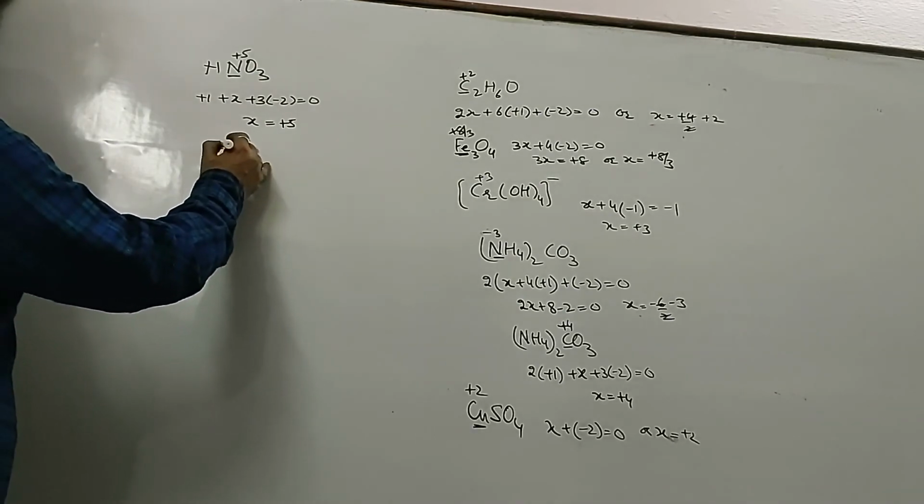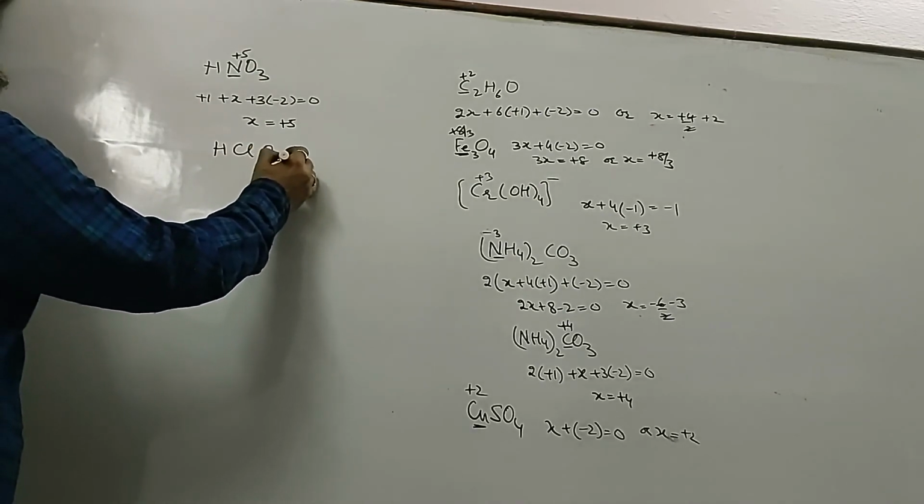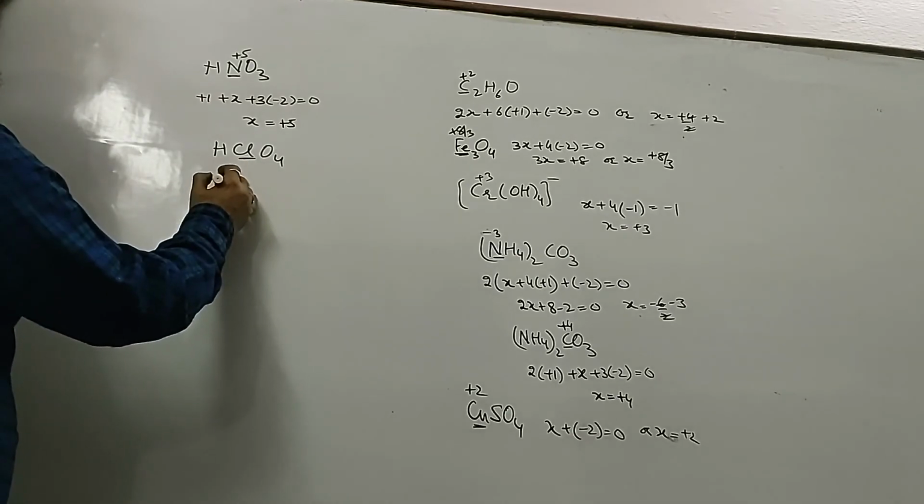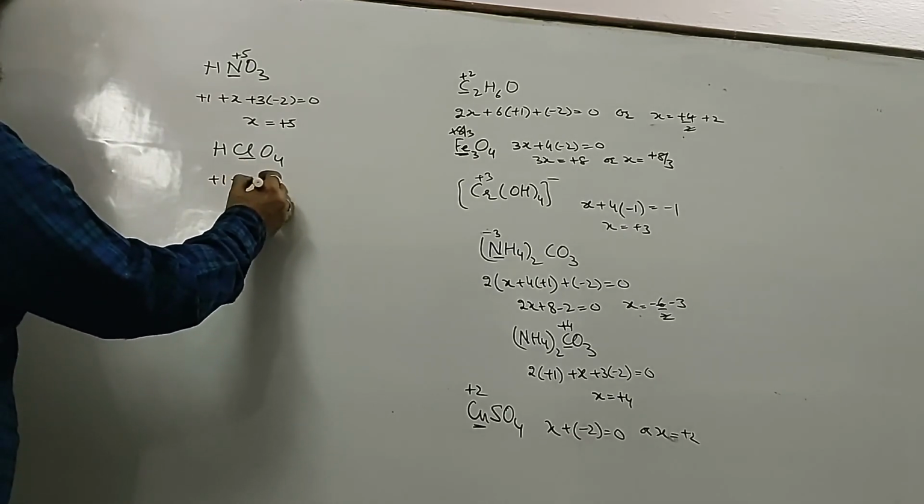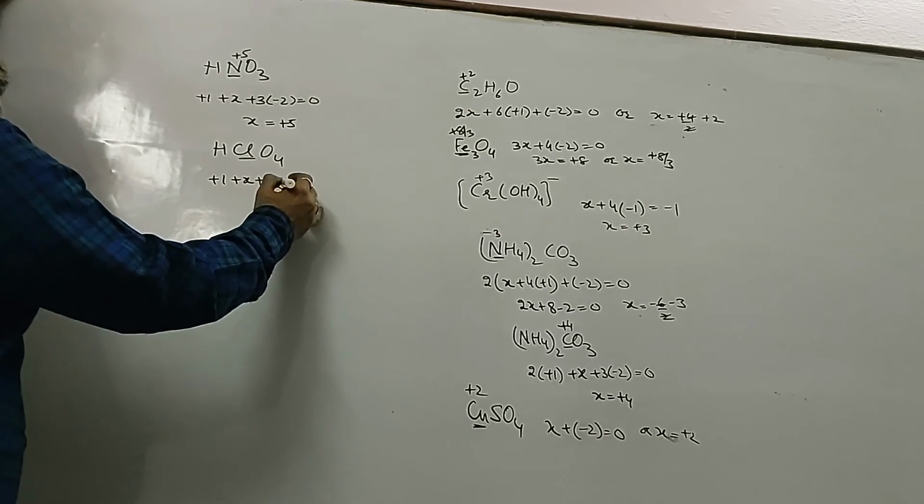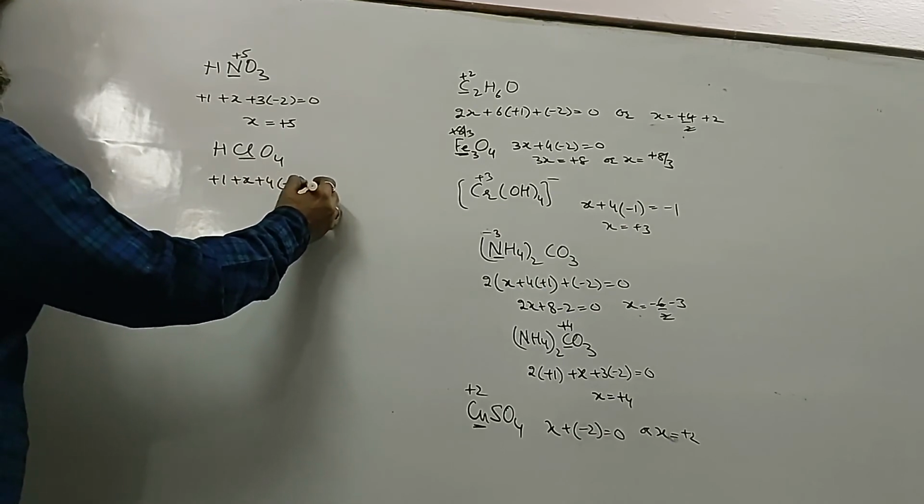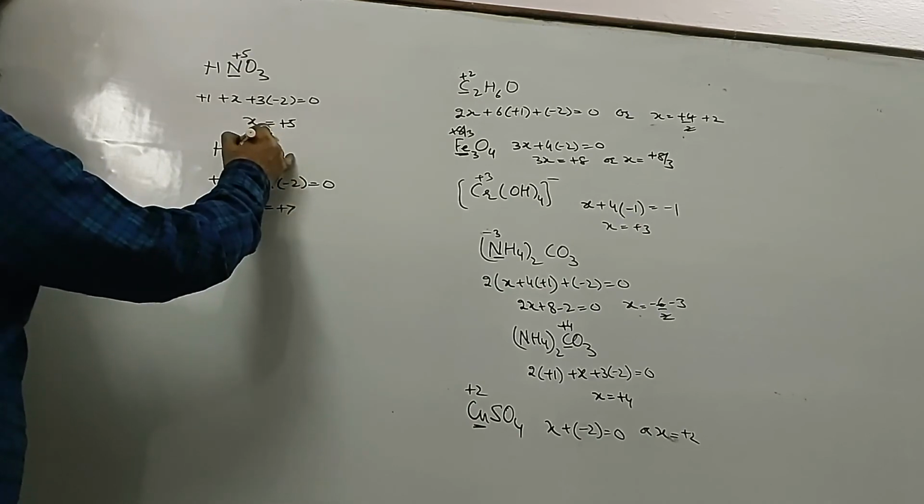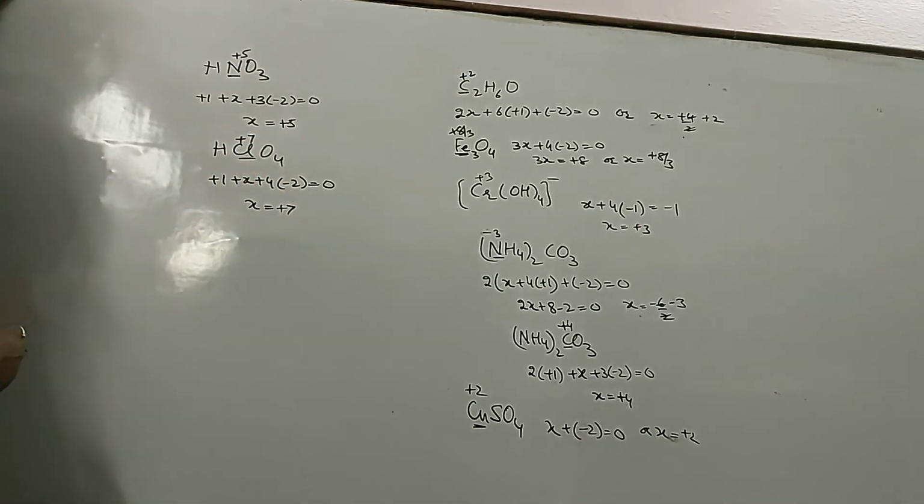Oxidation state of chlorine in HClO4. Plus 1 plus X plus 4 into minus 2 equal to 0. X is equal to plus 7. Now here it is plus 7 oxidation state.